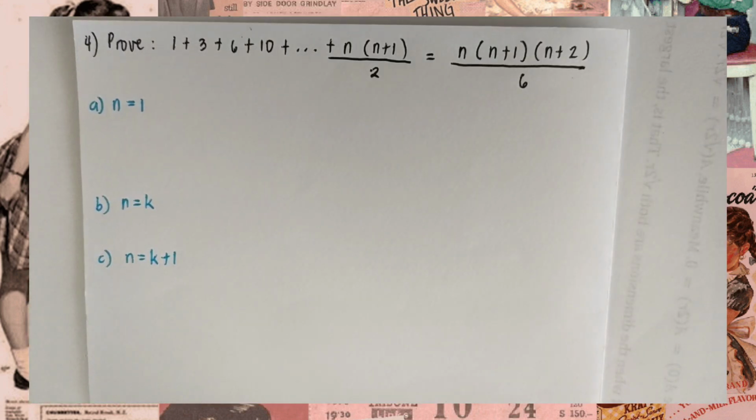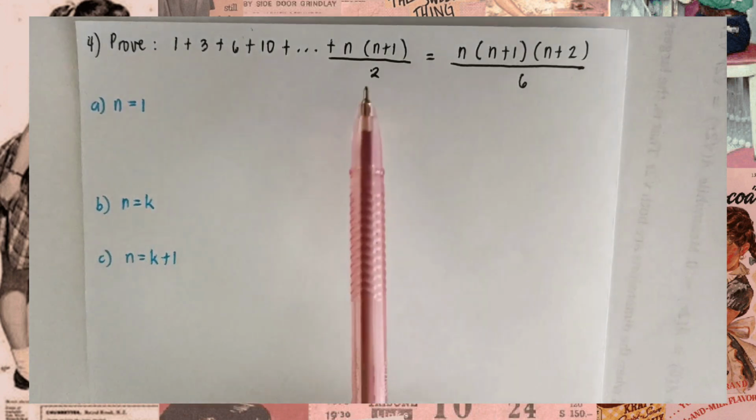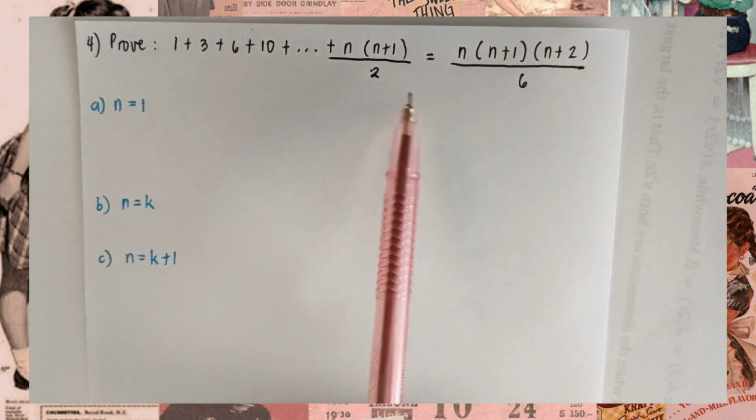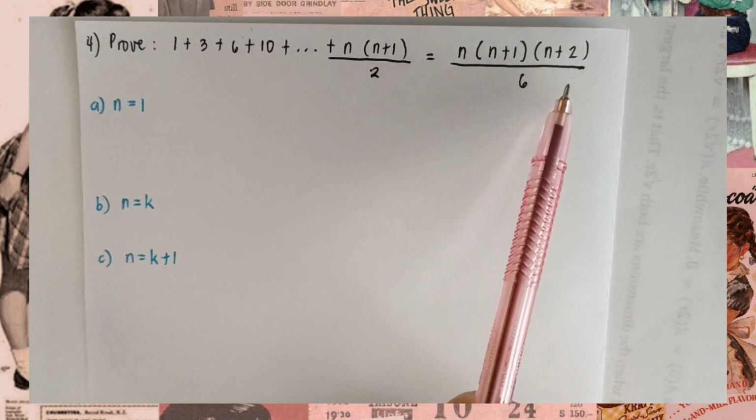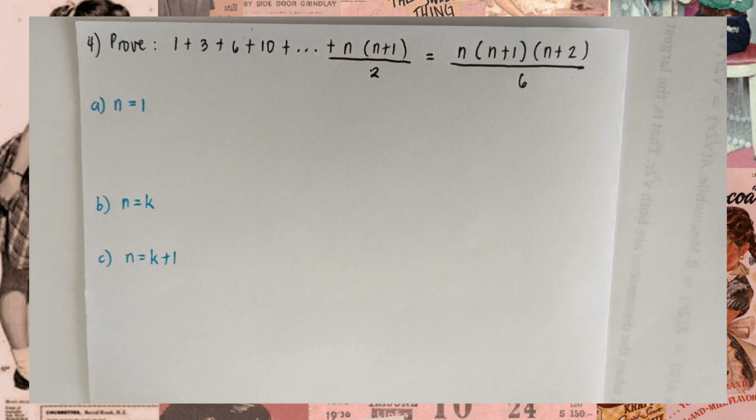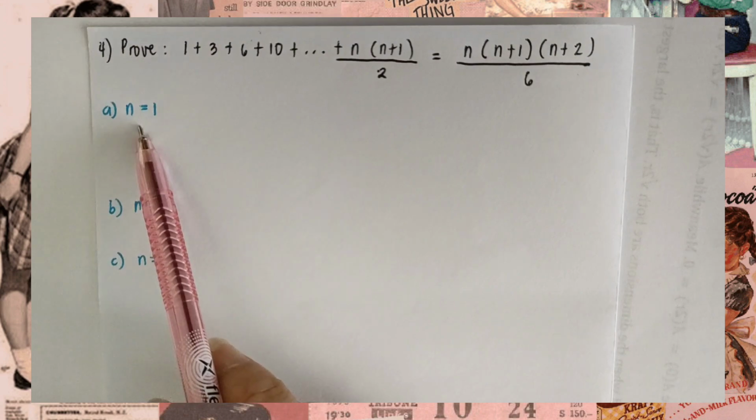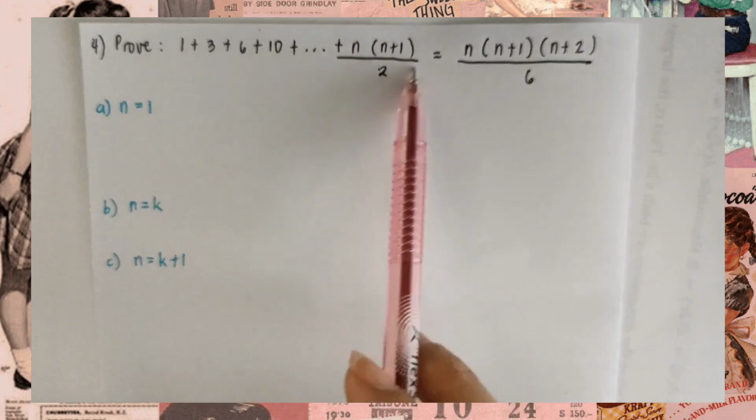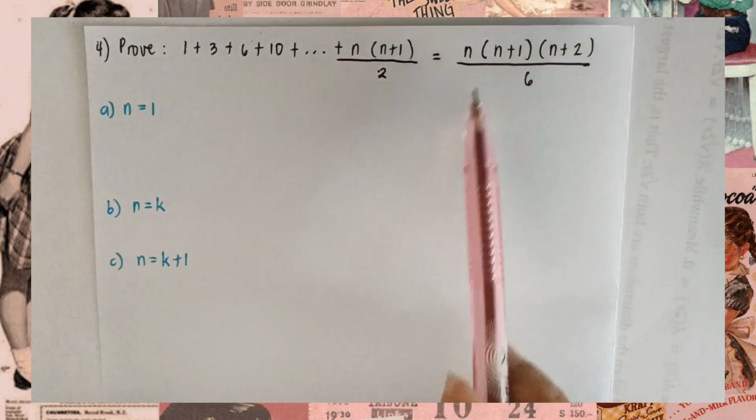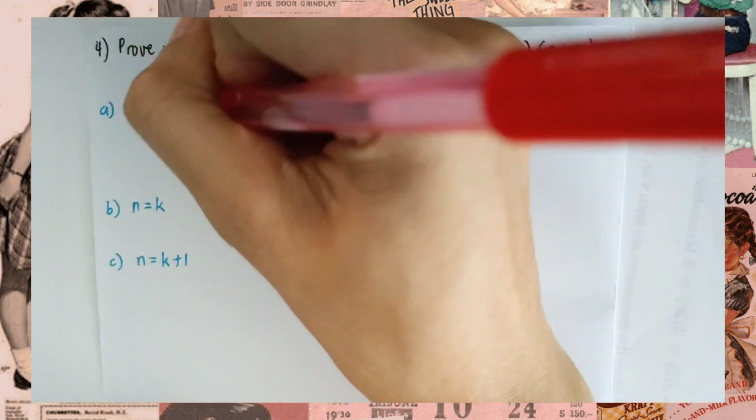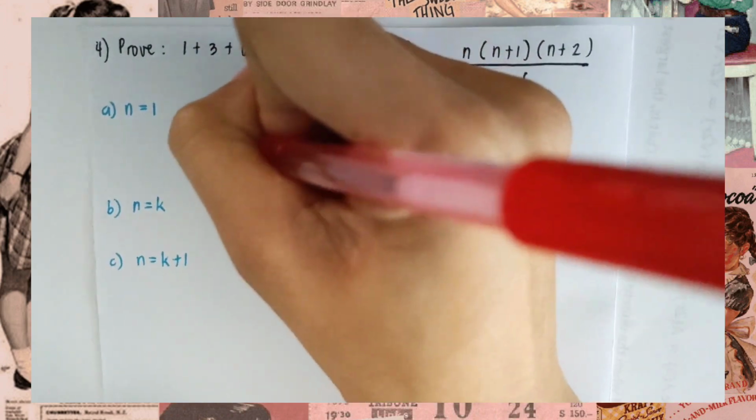Another example. Let us prove 1 plus 3 plus 6 plus 10 plus ... plus n times the quantity of n plus 1 over 2 equals n times the quantity of n plus 1 times the quantity of n plus 2 over 6. First, we need to verify, and for verification, we have our basis n equals 1. We need to change all the n here with 1, and let's see if they will balance with the right side of the equation. So we have 1 times 1 plus 1 over 2.